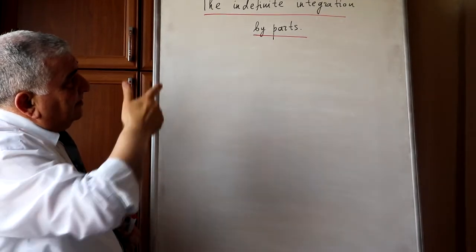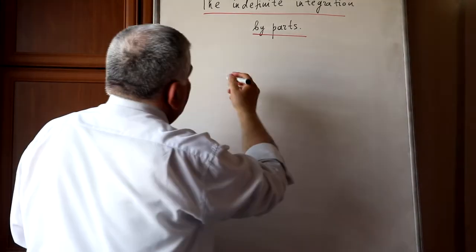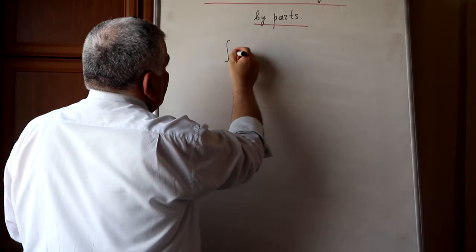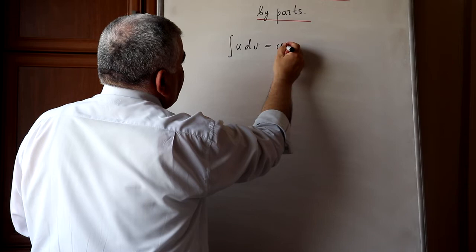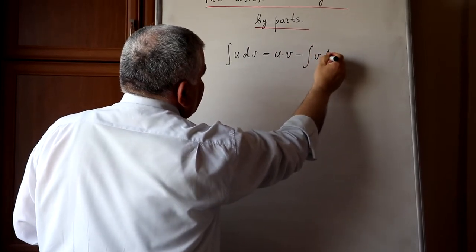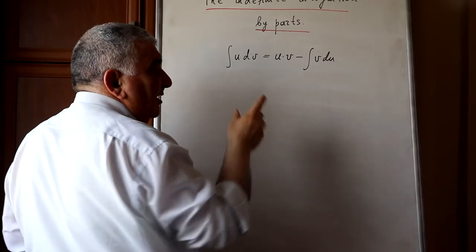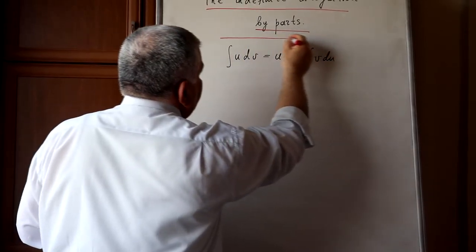Now give the formula of the indefinite integration by parts. This formula has the following form: integral of u dv is equal to u multiplied by v minus integral of v du. Here u and v are the functions of x.